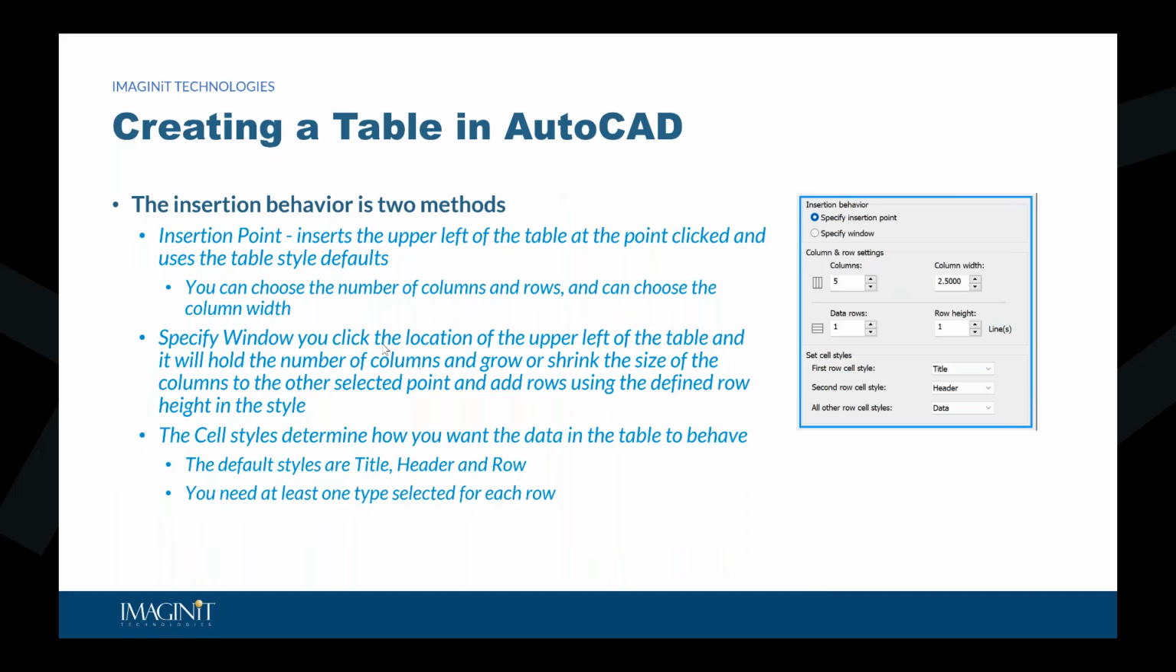If you specify a window, you click the location in the upper left of the table and it will hold the number of columns and grow or shrink the size of the columns to the other selected point and adds rows using the defined row height.